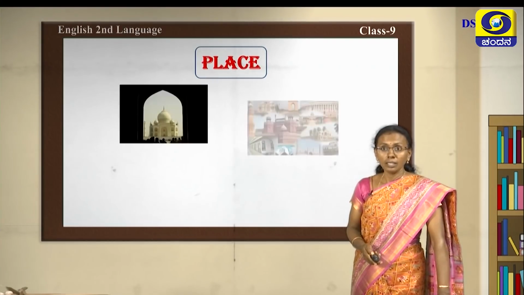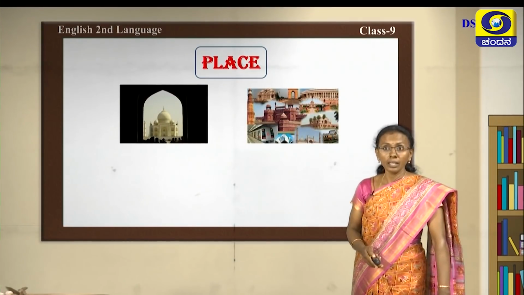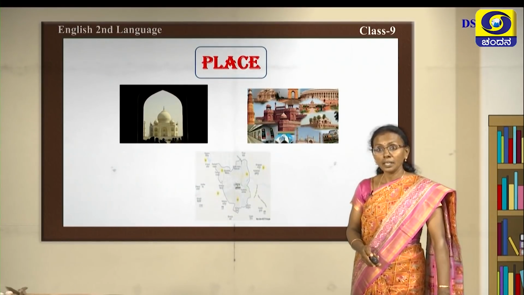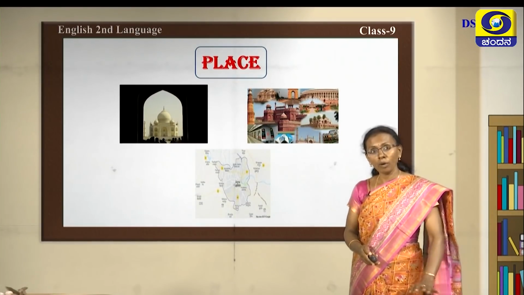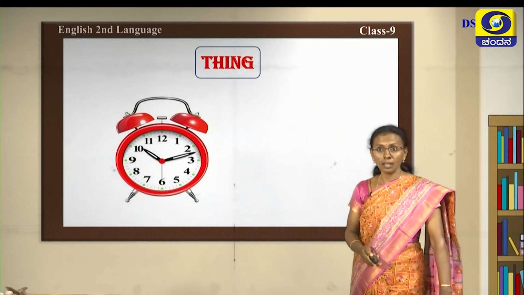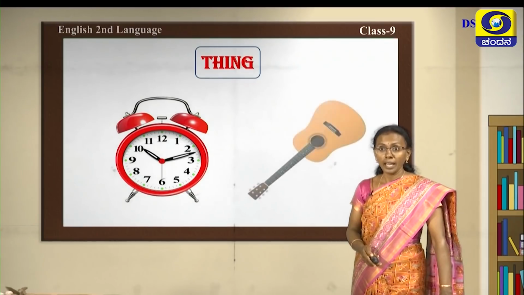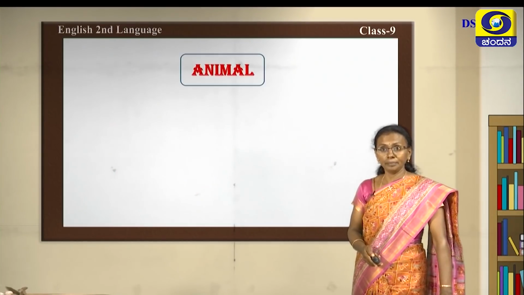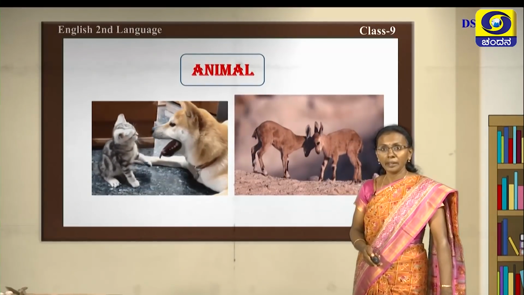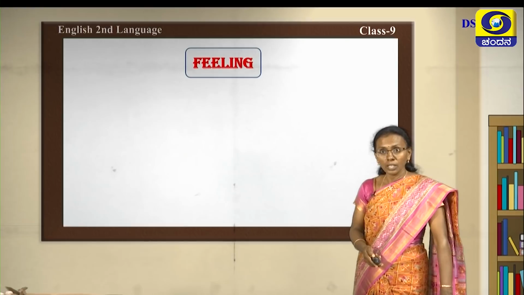Place: you can see Agra, and in the second picture you can see the places of Delhi, and here is the picture of a map of Agra. Next we go to thing. It is an alarm waking you up, and this is a guitar. Now these are animals. You can see the animals there, what they are doing, they are playing with each other.